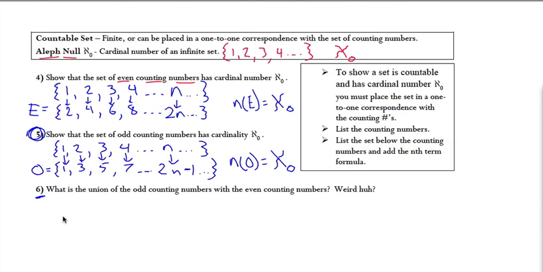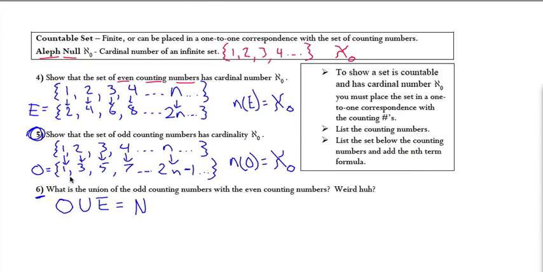All right, question 6. This is just to get your brain thinking a little bit. It says, what is the union of the odd counting numbers with the even counting numbers? If we took set O and united it with set E, this would give us all the counting numbers, right? So 1, 3, 5, 7, and we join that with 2, 4, 6, 8. We join these two sets and we get the natural numbers.